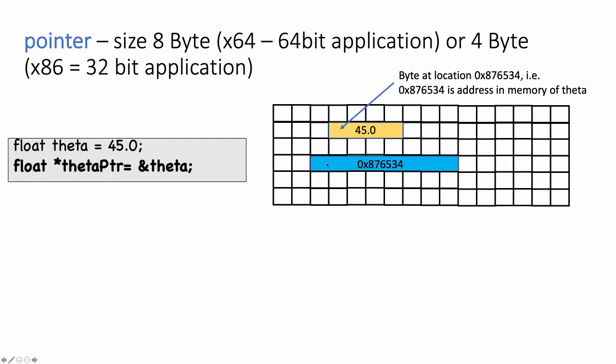In my C program, I would have this. I would have 8 bytes of data set aside, and those bytes would contain the hexadecimal number equal to the address of that first byte of theta.